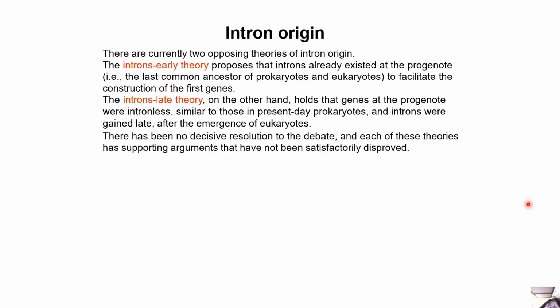There are currently two opposing theories of intron origin. The introns-early theory proposes that introns already existed in the progenitor, the last common ancestor of prokaryotes and eukaryotes, to facilitate the construction of the first genes. The introns-late theory, on the other hand, holds that the genes of the progenitor were intronless, similar to those in present-day prokaryotes, and introns were gained late after the emergence of eukaryotes. There has been no decisive evidence in the debate, and each of these theories has supporting arguments.